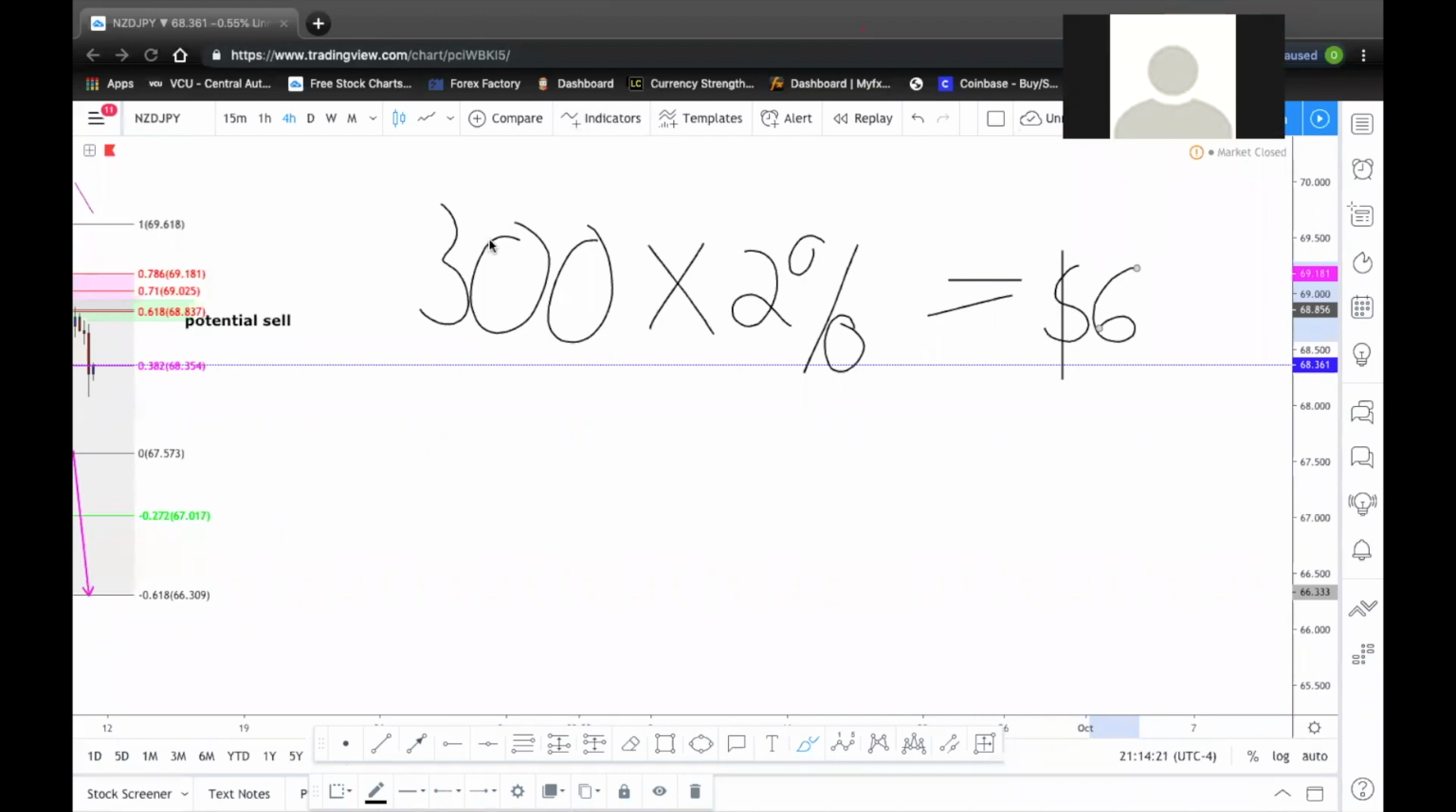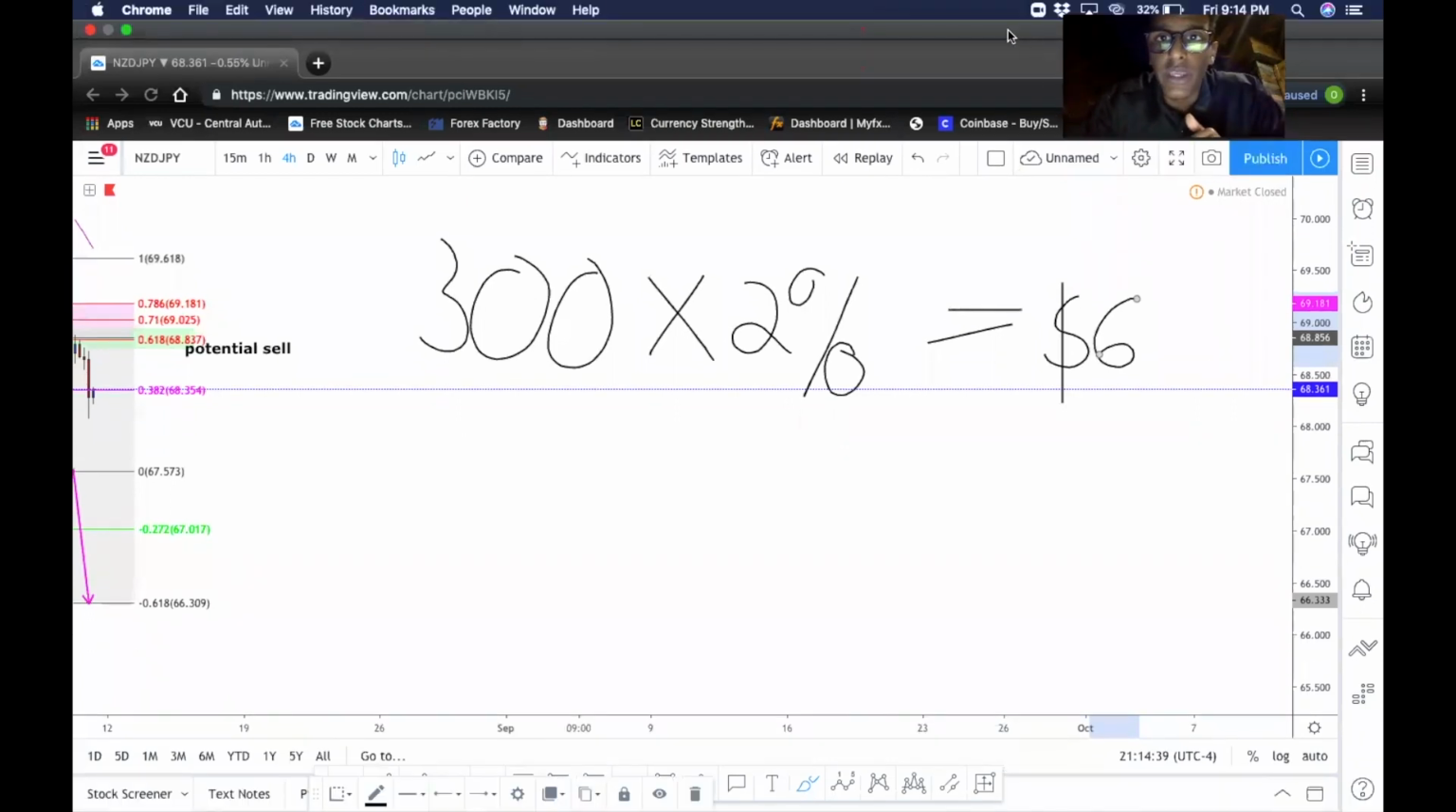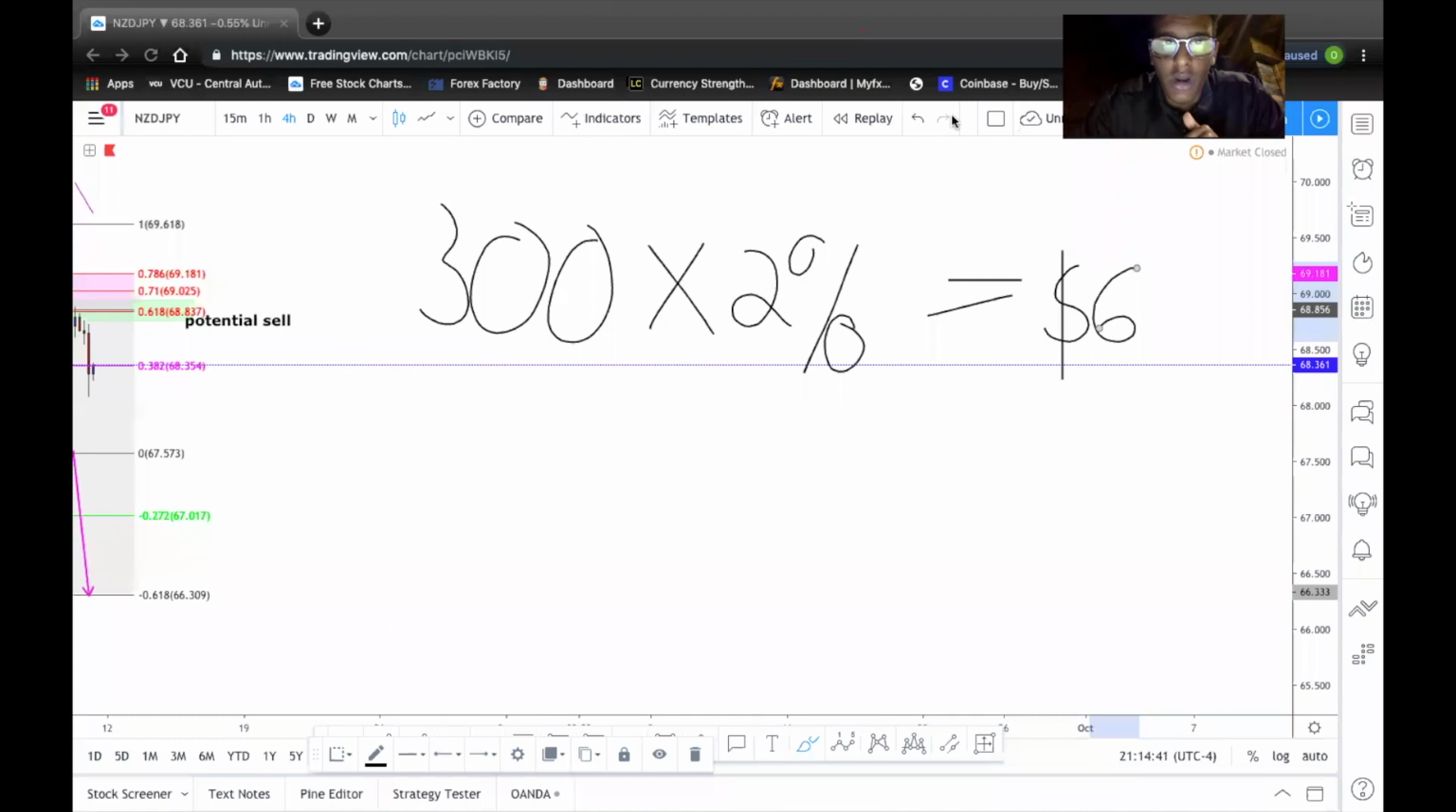Okay, to reiterate what I said, essentially, I was talking about how position sizing is very important. So right now I'm going to be showing you how to properly assess how much you should be risking on each trade. And I'm going to be doing that with a $300 account.